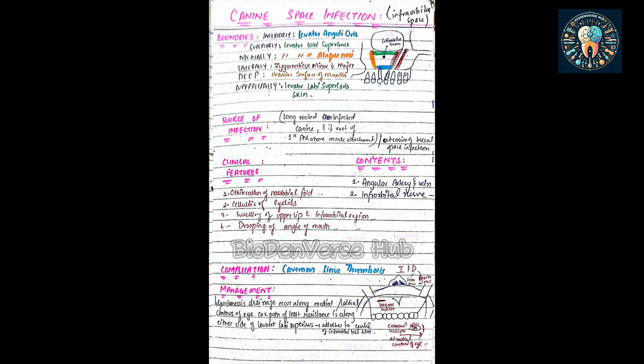Now moving on towards the contents, basically what are the important contents present in the canine space or infraorbital space. We have the angular artery and vein, and we have the infraorbital nerve.